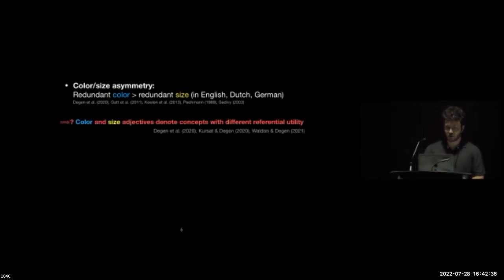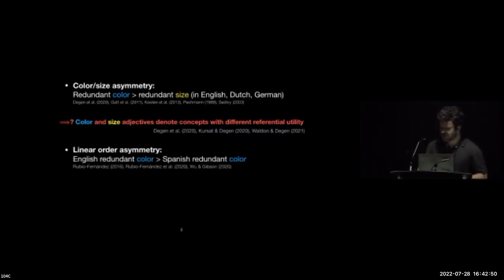So previous work on English, Dutch, and German suggests that there's an asymmetry between redundant color and size modification, with redundant color modification being much more frequent than redundant size modification. And prior work has taken patterns such as this color size asymmetry to argue for analyses whereby color and size adjectives denote concepts that differ fundamentally in their referential utility.